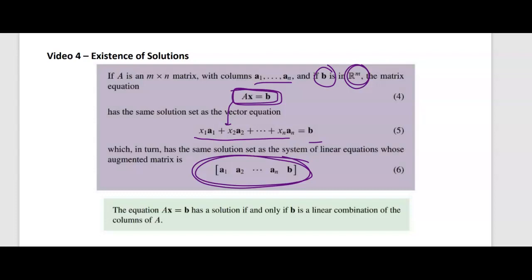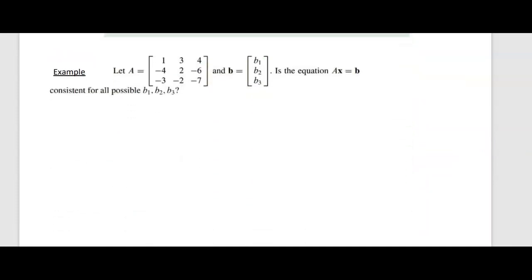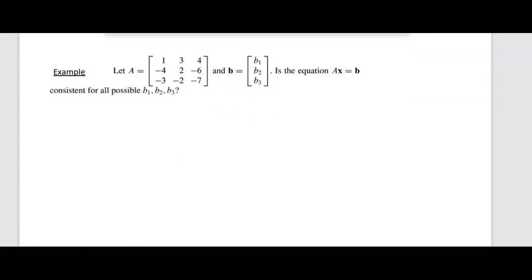And it has a solution if and only if b is a linear combination of the columns of A, because that linear combination piece, those multipliers, are your x vector. So everything we've talked about so far in this chapter is coming together in this piece. So let's look at an example. Here's A, and here is b.